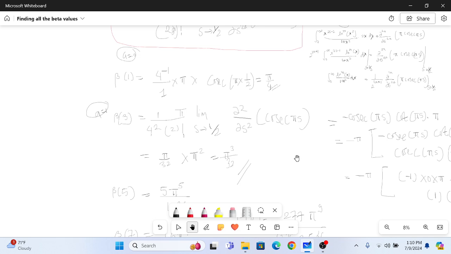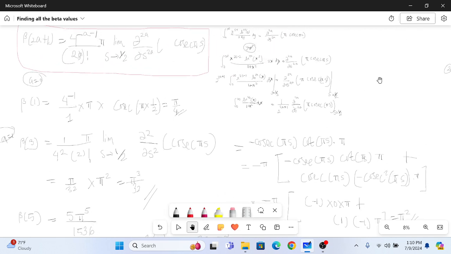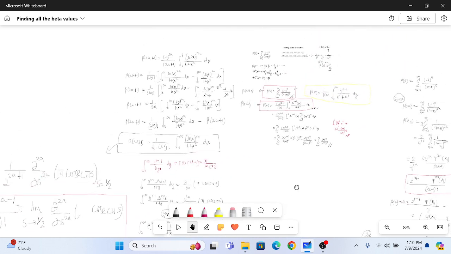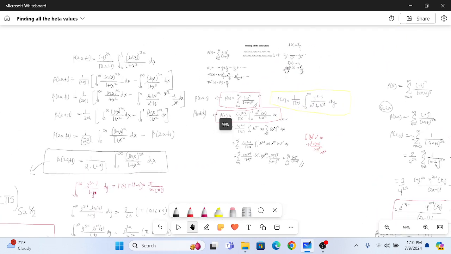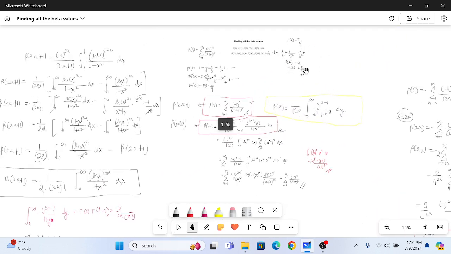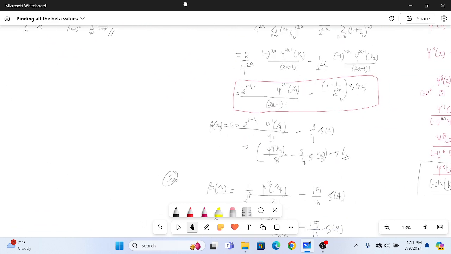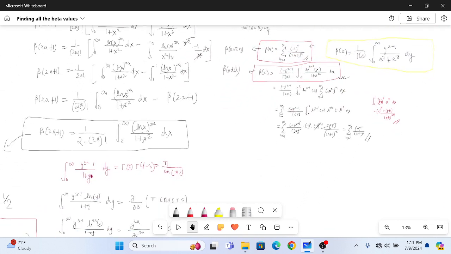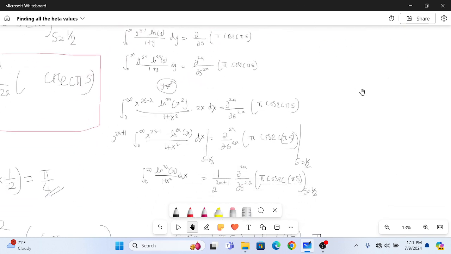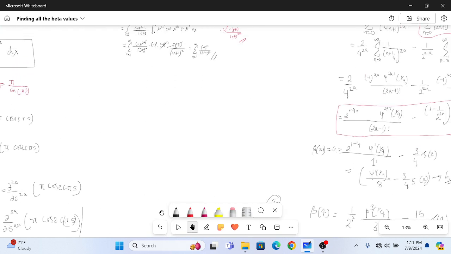Yeah, now with these two formulas for beta of even and odd, we can literally find out every beta value. That was what I promised in the beginning of this video, and we have done it. So first of all, we went for the integral representation. We changed the integral representation in terms of the partial derivative of cosec x, and that's how we were able to find it out.